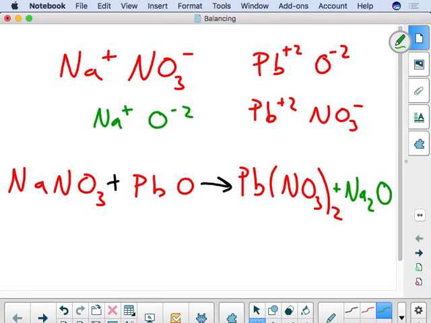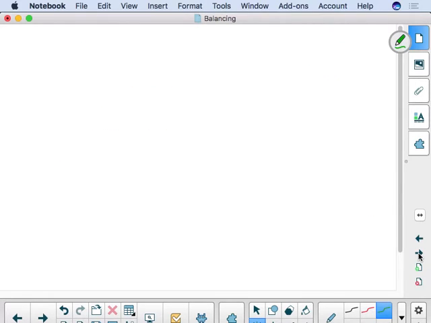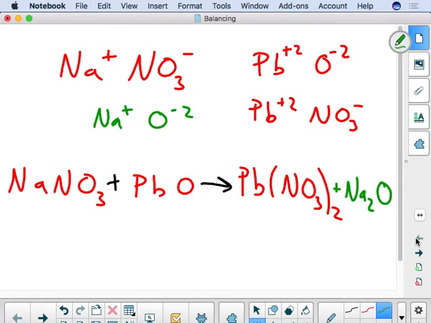More questions on the front. Number 6. Just generally, what is your question generally? When you say include states of matter, oh yeah. For this one here, all of these I think we should assume are going to be aqueous. When you have a double replacement like this, it's all aqueous stuff.